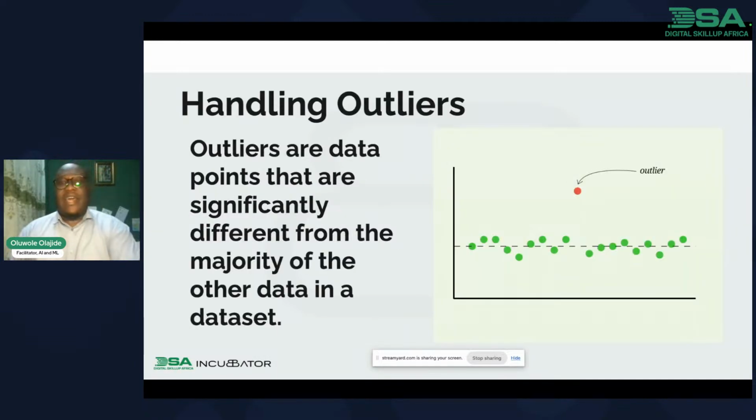So I just want to talk about outliers. I've been talking and talking about outlier, outlier, outlier. Somebody will wonder, what is an outlier? How can I even handle an outlier? So let me just put what it is. Outliers are data points that are significantly different from the majority of other data in a data set.